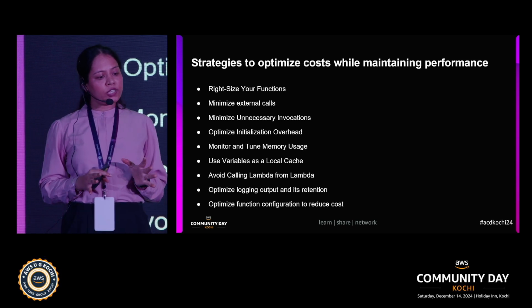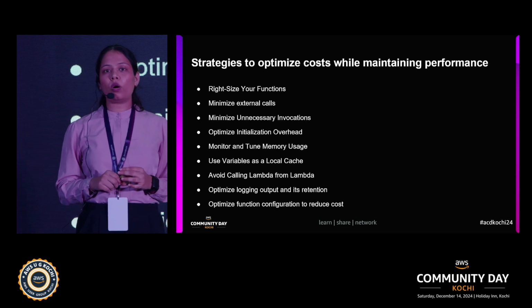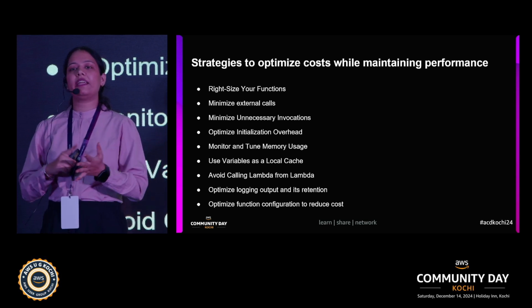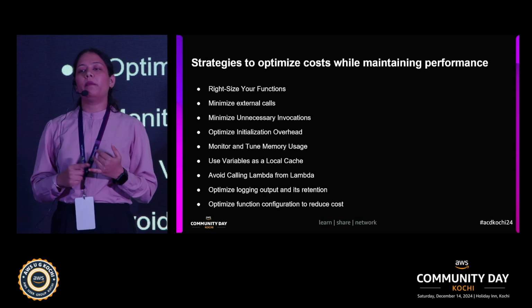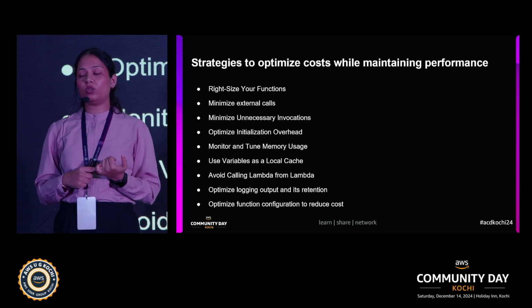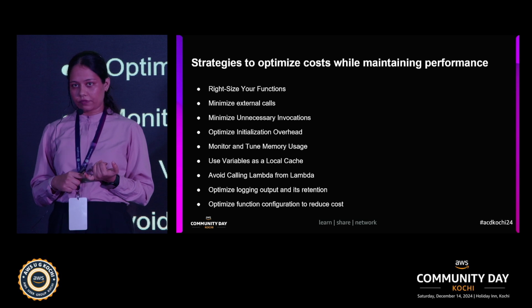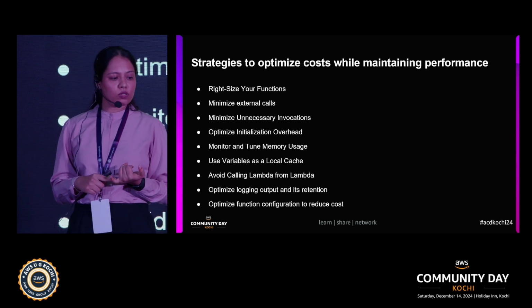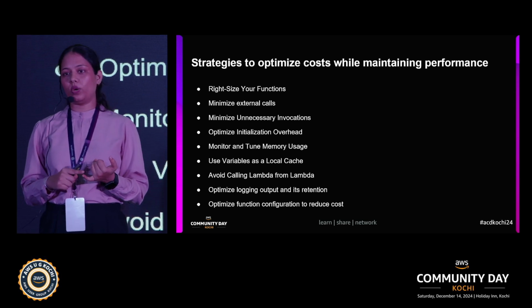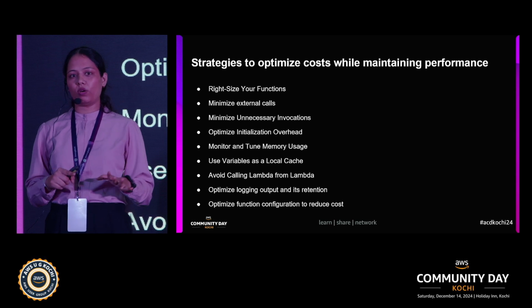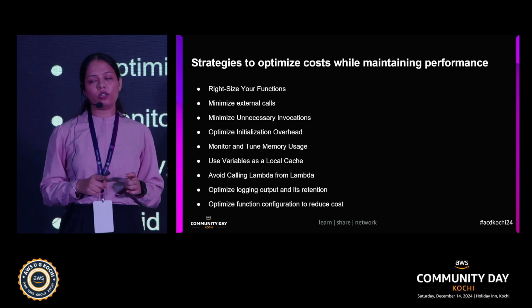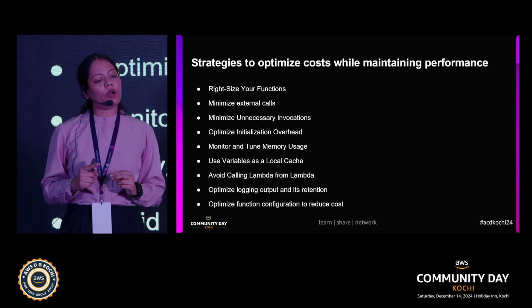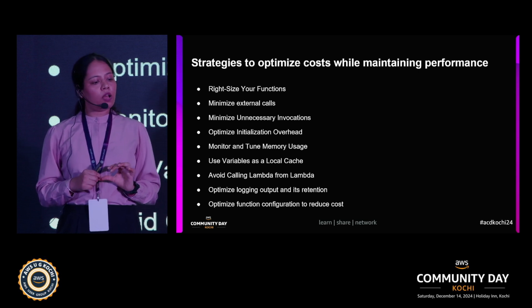You have to monitor and tune memory usage. So obviously, whenever you are creating any resource, you have to be mindful enough to have a look at it in a weekly or monthly fashion, to understand the trends, what it is following in terms of cost. Because cost is everything if you are serving any client or if you are working for any infrastructure. Then you have to use the variables as a local cache, don't use the global ones. Avoid calling Lambda from Lambda. Optimize logging output and its retention.